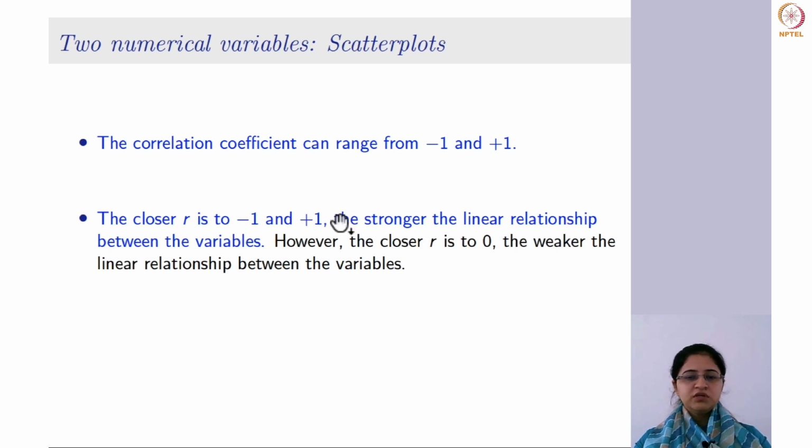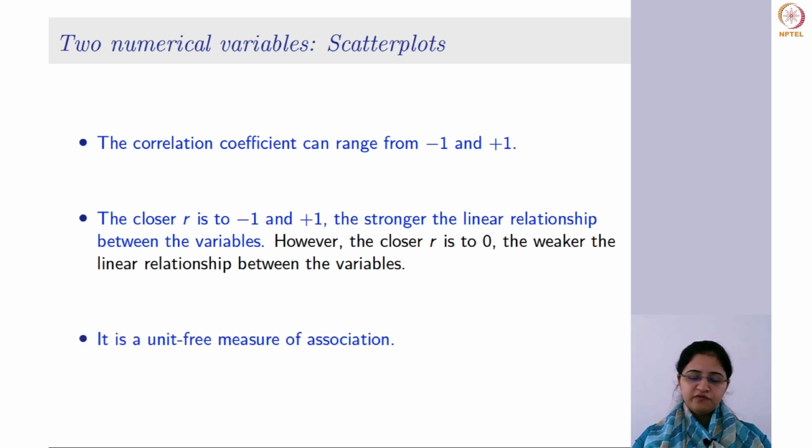But on +1, if the correlation coefficient is near +1, it means that they are positively associated. If it is on the negative side, it means they are negatively associated, but still there would be a strong relationship. So in this example, if it is 0.98, it means that there is a strong positive relationship between these two variables. And it is a unit-free measure of association, as we have seen from the formula itself. This was about your two numerical variables.